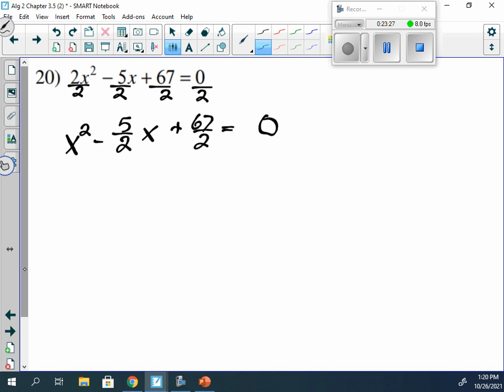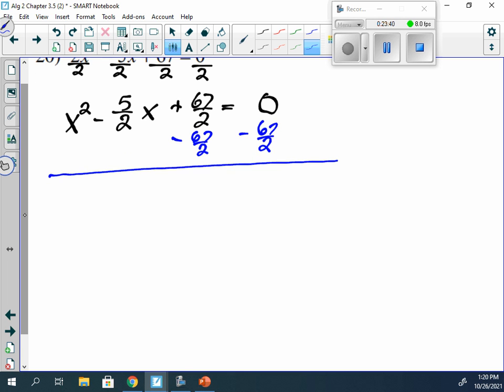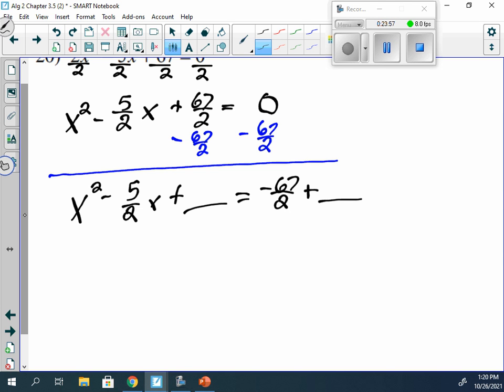Now the next step was to get the variables on one side and the constant terms on the other. So we would subtract 67/2 from both sides, which will tell us that we have x squared minus 5/2 x plus blank is equal to negative 67/2 plus blank.